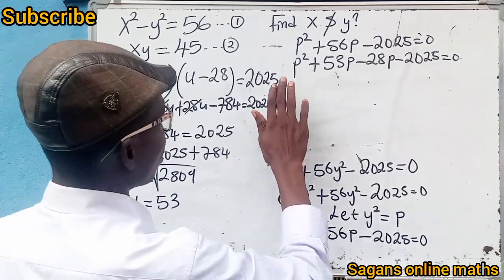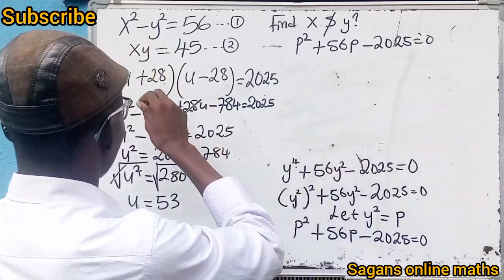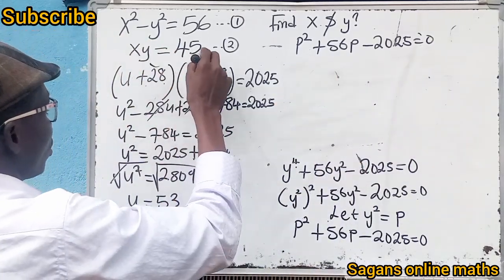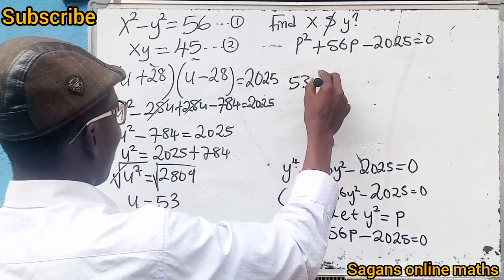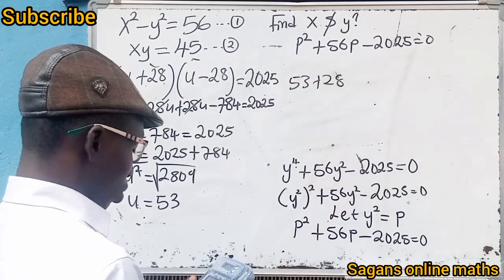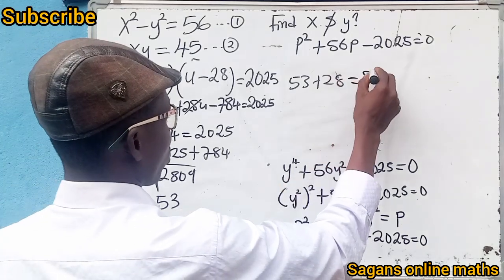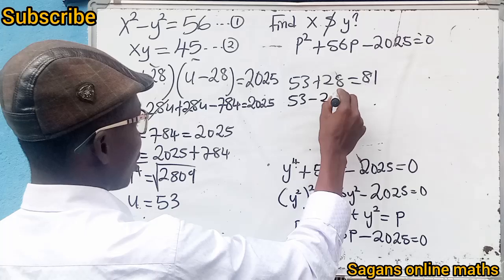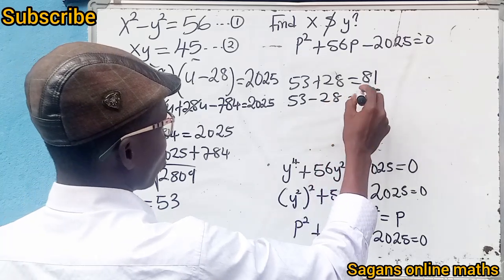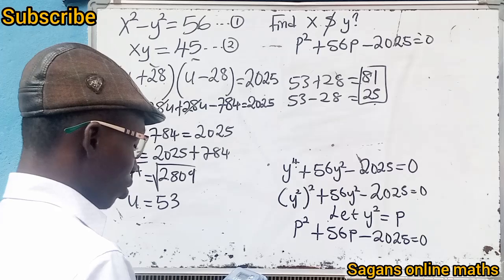Sorry, I'll have to do substitution. So from here, let's do it from here so that I have the value. Now this is 53 plus 28. 53 plus 28 will give us 91. That's one of the numbers. Then after that, 53 minus 28 will give us 25. So these are the numbers we are going to use, because 81 minus 25 will give us 56.